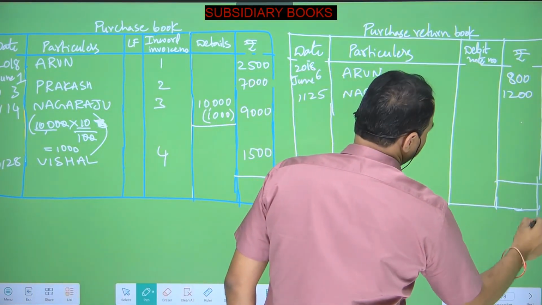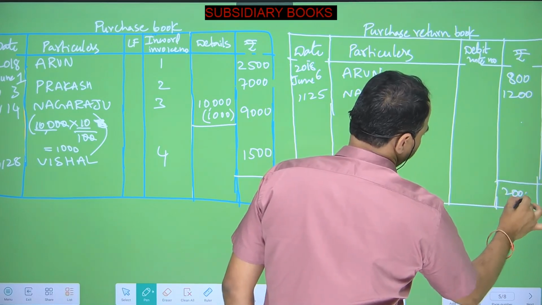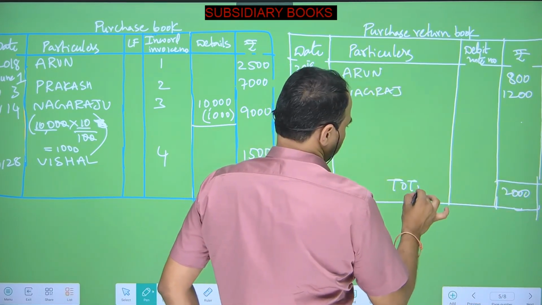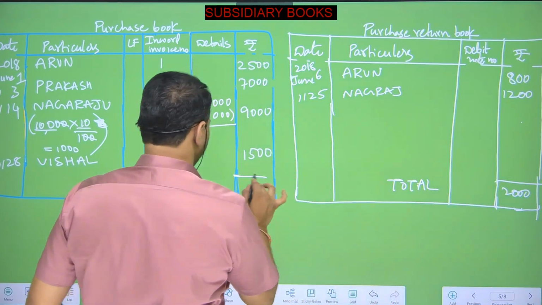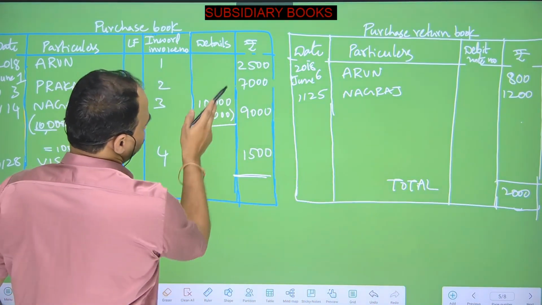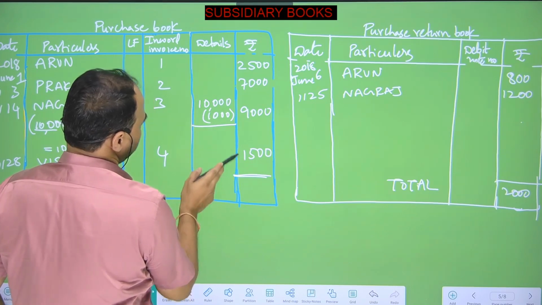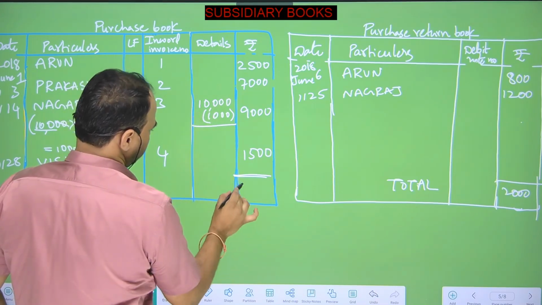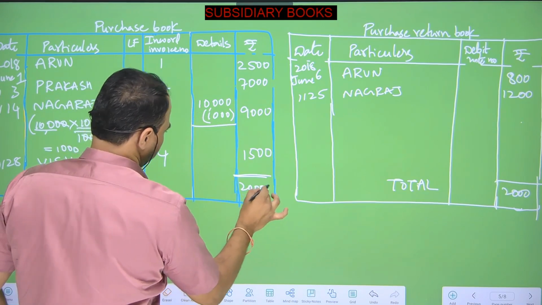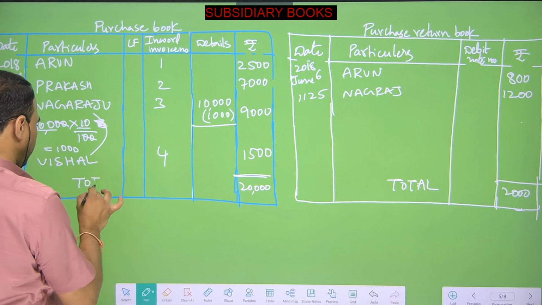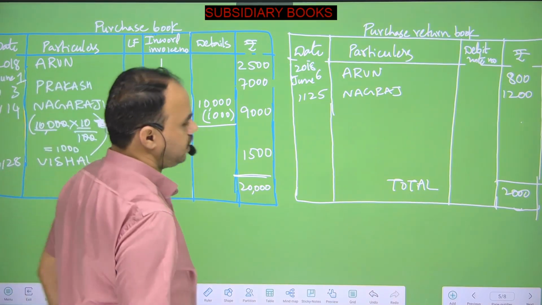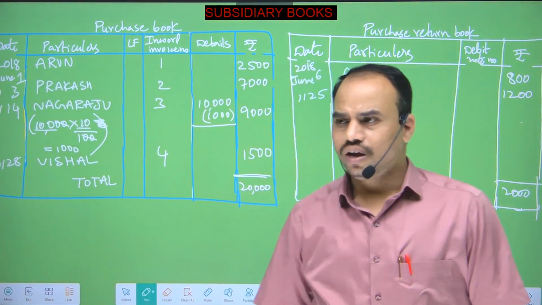Now we have to do the total. Here we get the totals. So this is total completed. Sixth problem also completed. Very easy. We can do the problems.